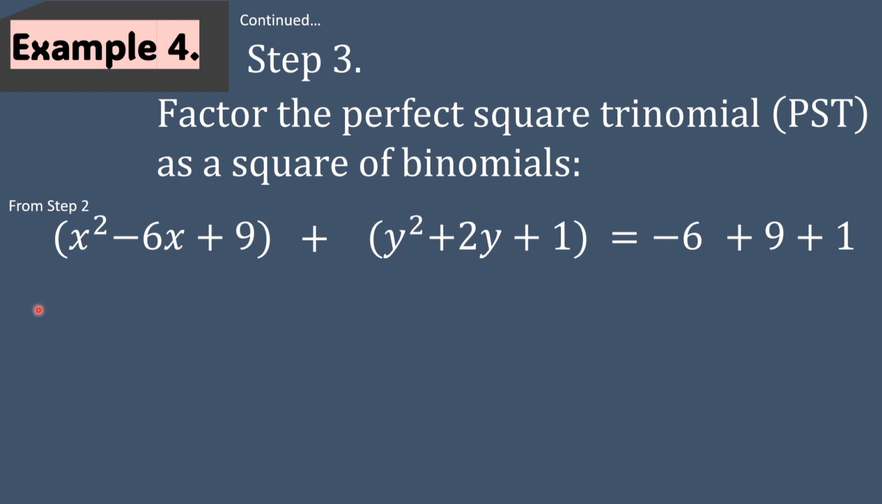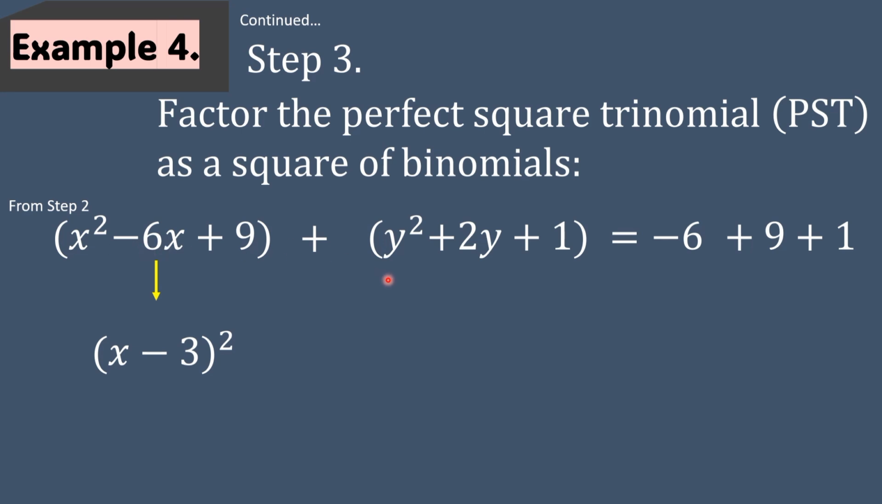For the first perfect square trinomial, its square of binomial is the square of x minus 3. How do we get that? Constant term, then think of 2 factors of 9. When added, you'll get -6.